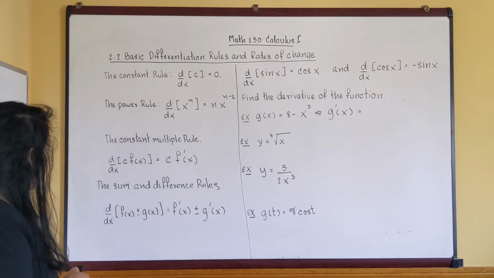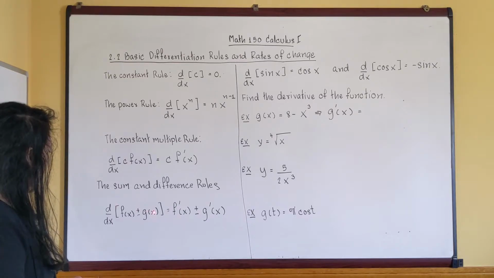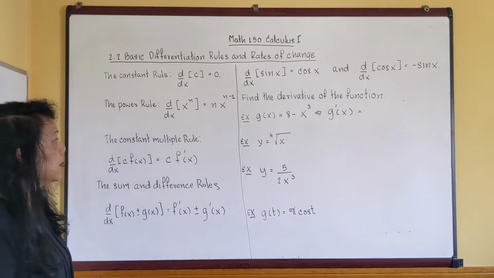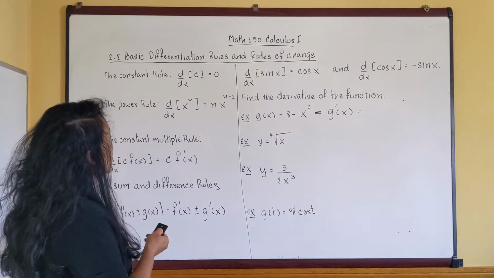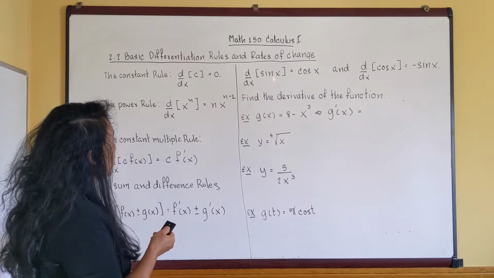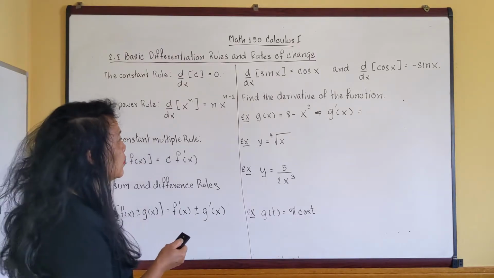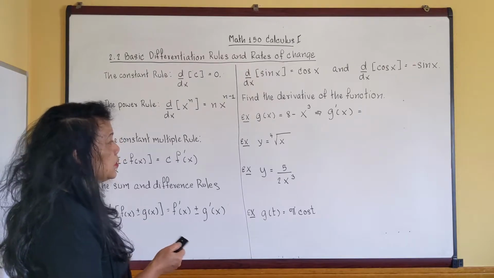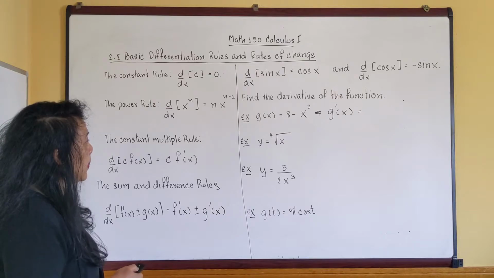Now, if you have more than one function, if they add or subtract, you can take the derivative of each function and then add or subtract them. The next one is the trig functions. The derivative of sine of x is equal to cosine of x, and the derivative of cosine of x is equal to negative sine of x. Now let's look at some examples.